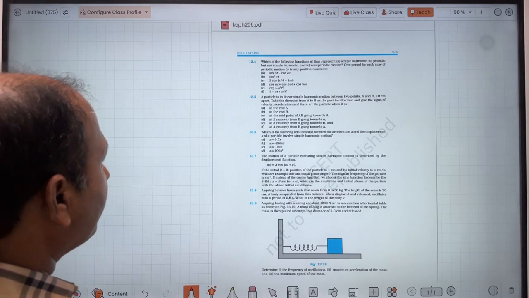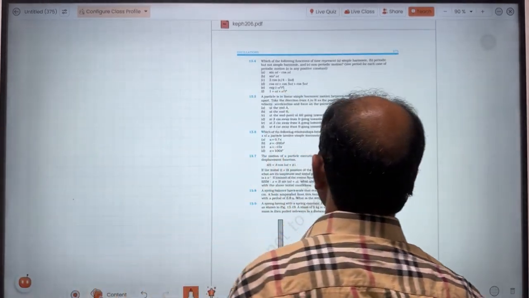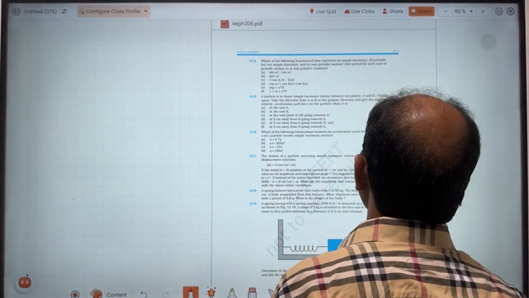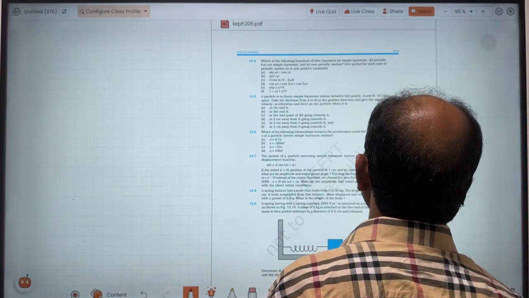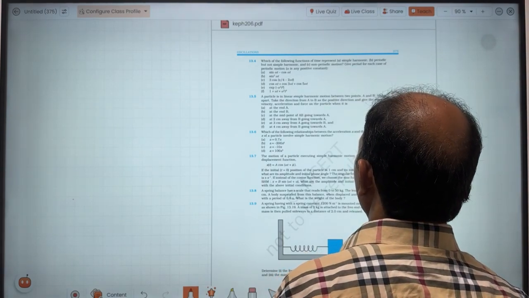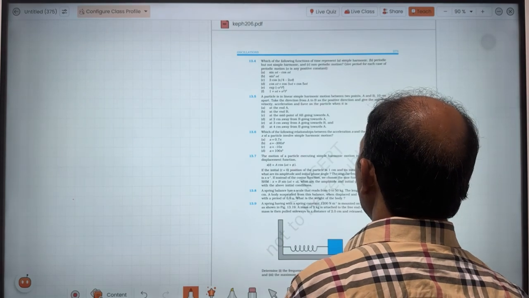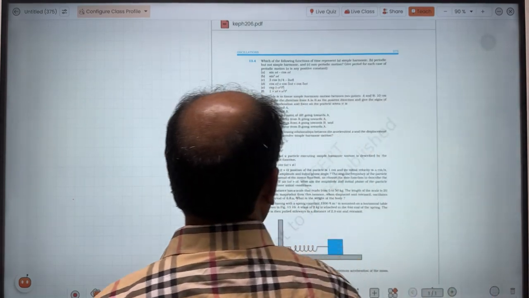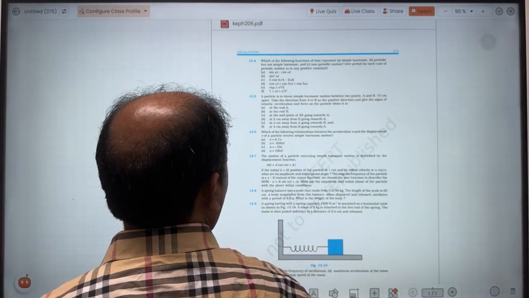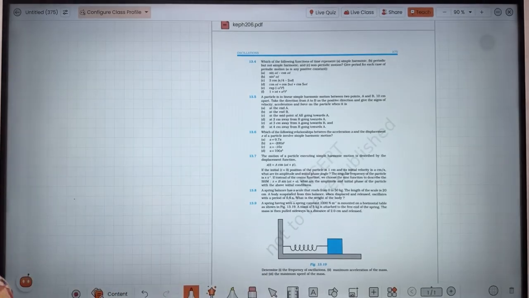Next question says, a spring balance has a scale that reads 0 to 50 kg. The length of the scale is 20 centimeter. A body is suspended from this balance, and when displaced and released, it oscillates with a period of 0.6 second. What is the weight of the body? This is a good question.